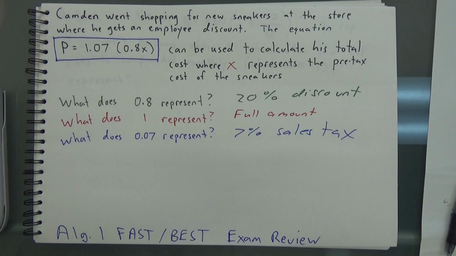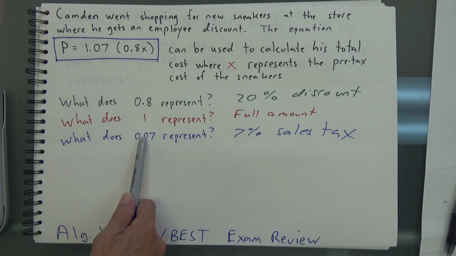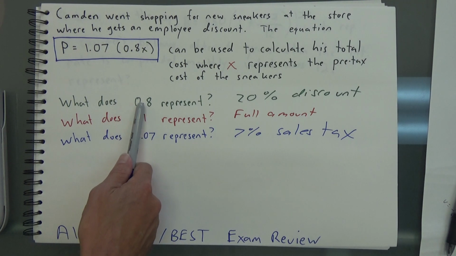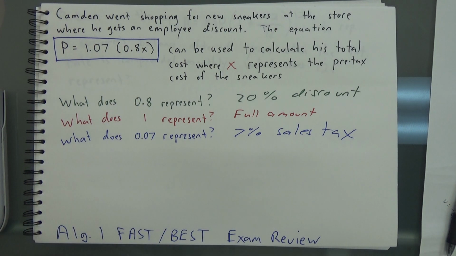So this one asks, Camden went shopping for new sneakers at the store where he gets an employee discount. The equation P equals 1.07 times 0.8x can be used to calculate his total cost, where x represents the pre-tax cost of the sneakers. Then it asks what these various numbers represent. Again, without answer choices, I'll give the best description of what they represent.